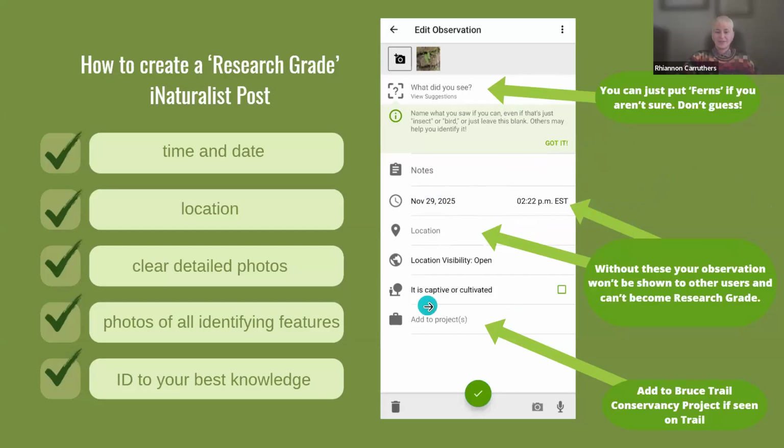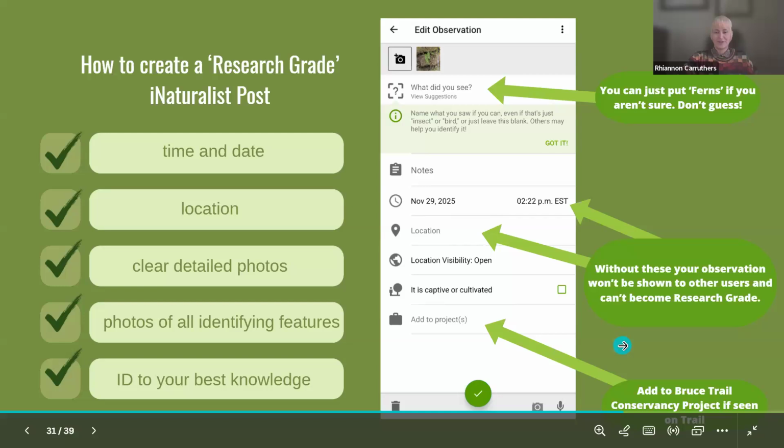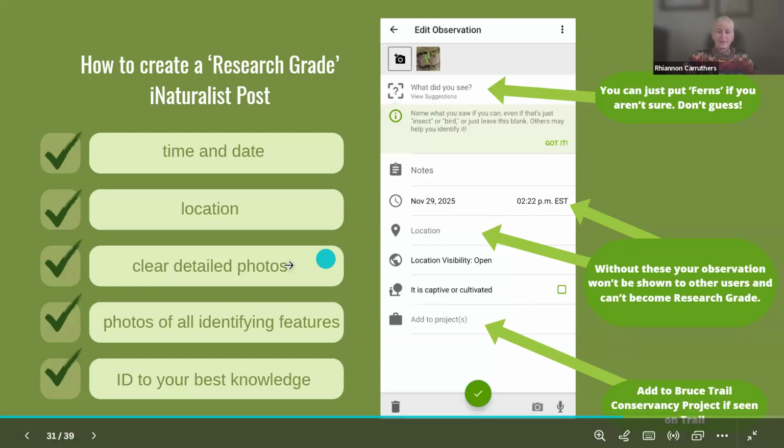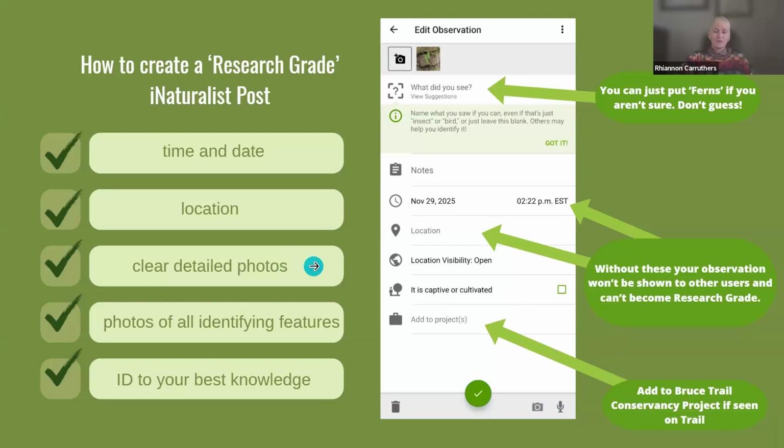If it is seen along the trail, please add it to the Bruce Trail Conservancy project. And make sure that your photos are clear and detailed. Sometimes I will have people ask me, I posted to iNaturalist and nobody ever responds or comments on my posts. It's often because the photos are blurry or not detailed enough, so there isn't a clear ID possible.